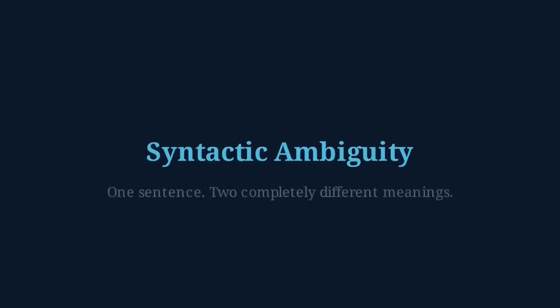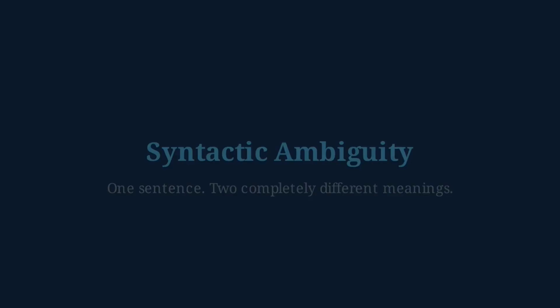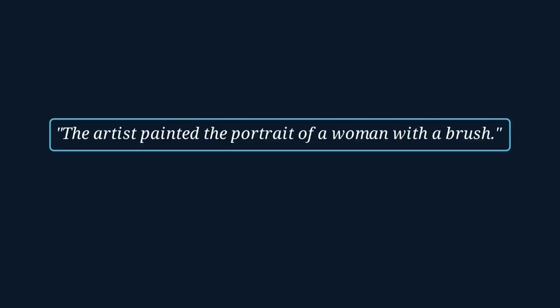Natural language is often ambiguous. The same sentence can have multiple valid interpretations depending on how we understand its structure. Let's look at an example. Consider the sentence, "The artist painted the portrait of a woman with a brush." At first glance, the sentence seems straightforward, but the phrase "with a brush" can be interpreted in two different ways. This sentence has two valid interpretations.